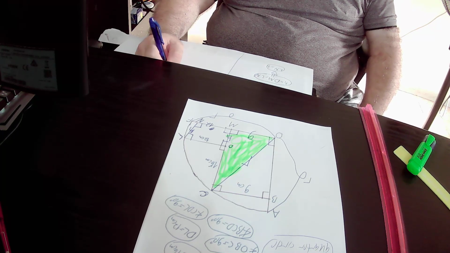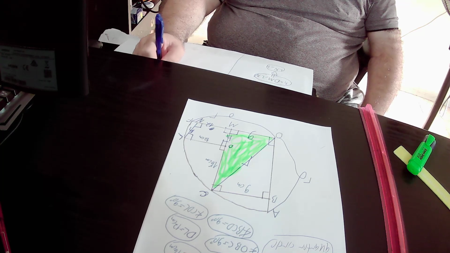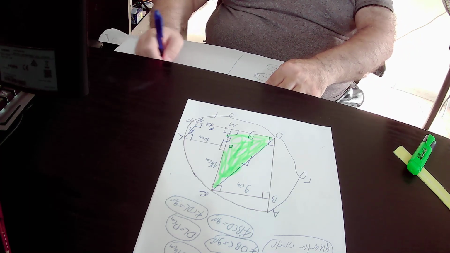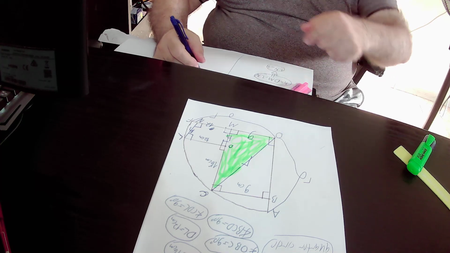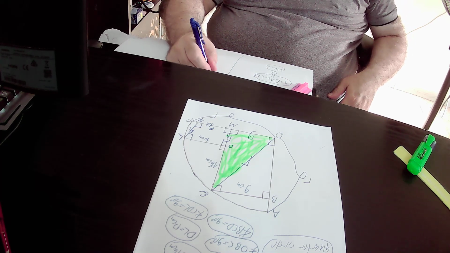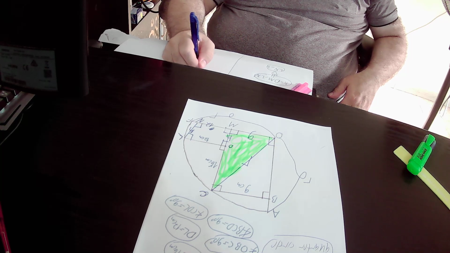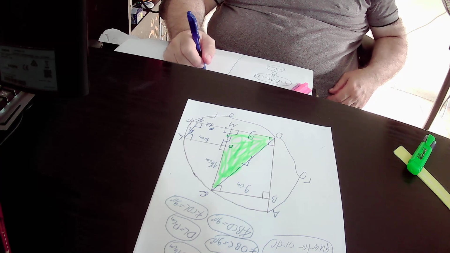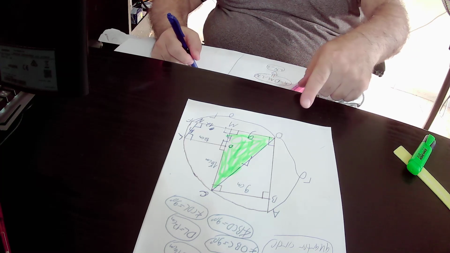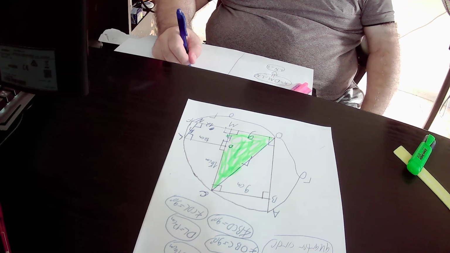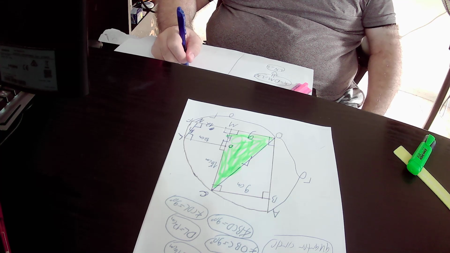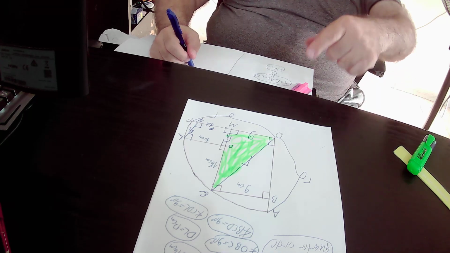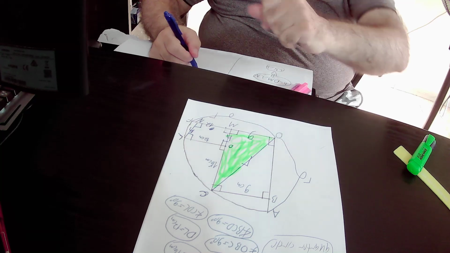According to the Pythagoras theorem, the square of the hypotenuse equals the sum of the squares of the perpendiculars. That is to say, here the square of the hypotenuse is OC square, and it must be equal to the sum of the squares of the perpendiculars, that is, OM square plus MC square.